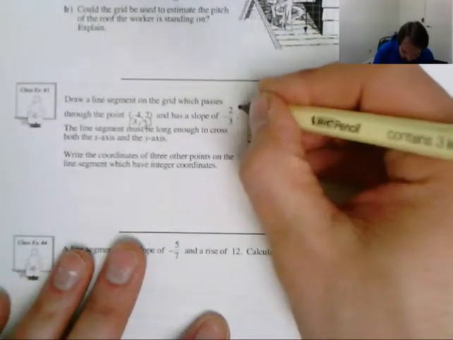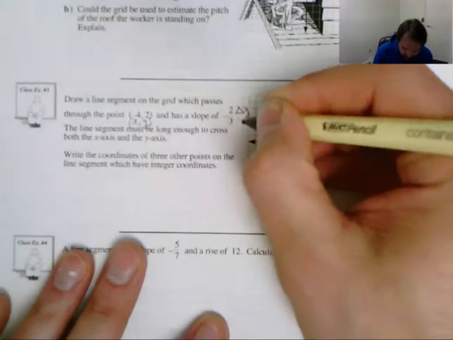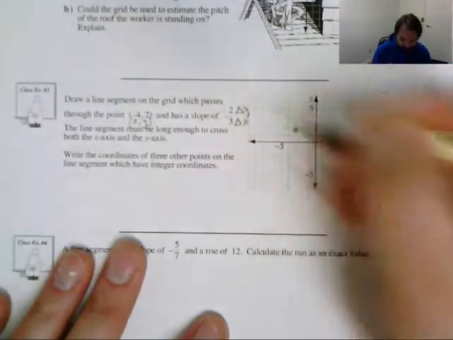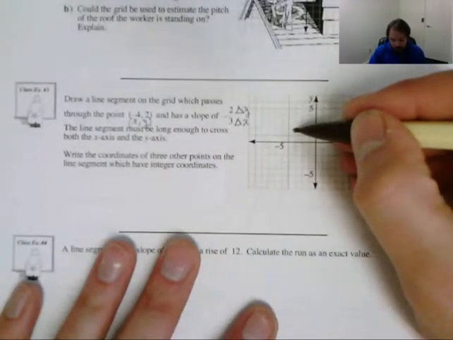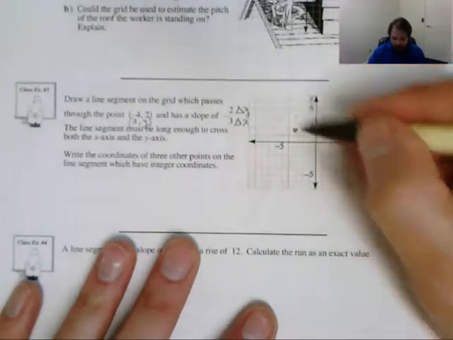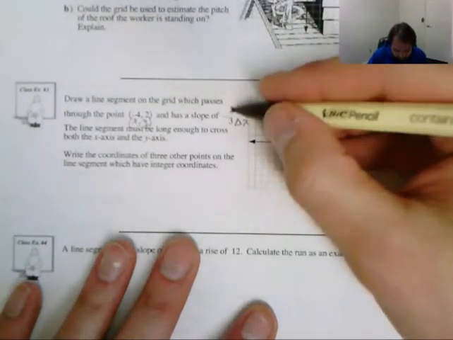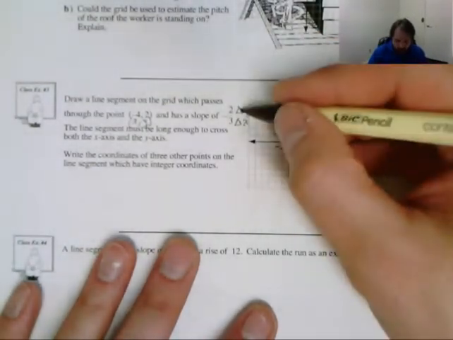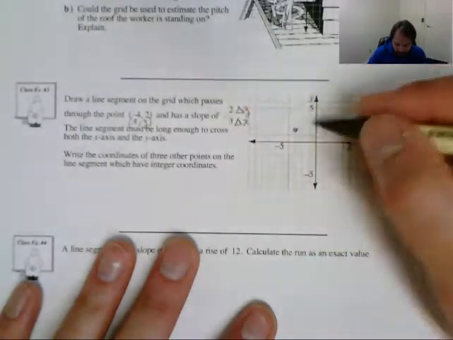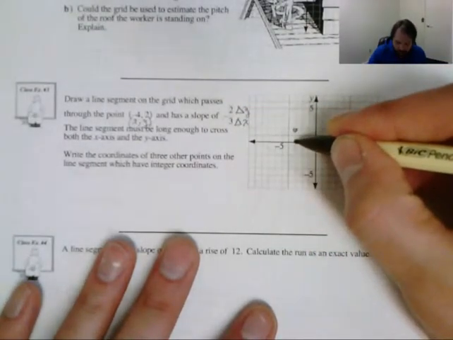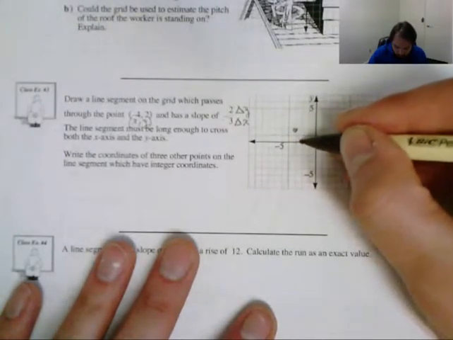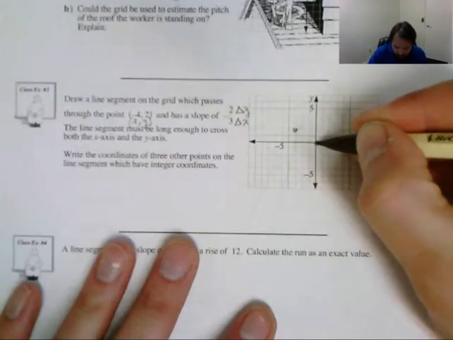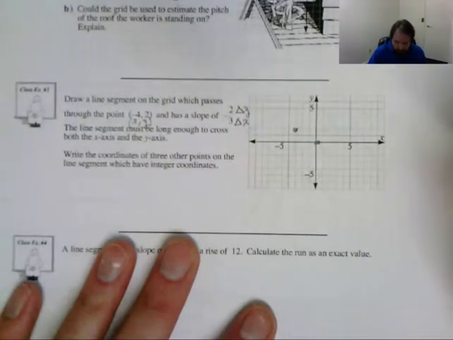Well, if you remember, this is my change in y, and this is my change in x. Now, the fact that it's negative means that if we're going from left to right, we must be going downward. So in that case, I'm going to go 2 down. So my change in y goes 2 down, because it's negative, 1, 2. For every 3, I move over to the right. So 2 down, and then 1, 2, 3. Okay? So here is another point on the line segment.